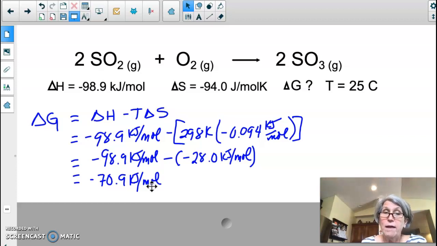So that's what your worksheet will have: some problems like that, using what we call the very simple Gibbs free energy equation.